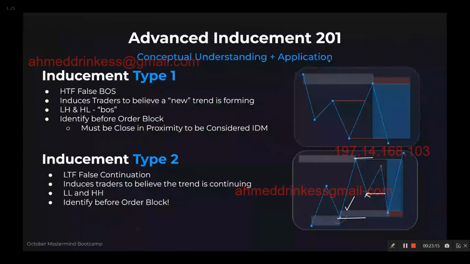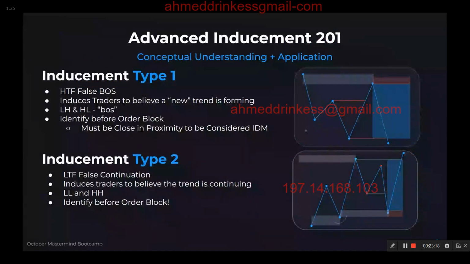So how does everyone feel about type 1, type 2 inducements as a whole? 1 for really good, 2 for I'm getting there.